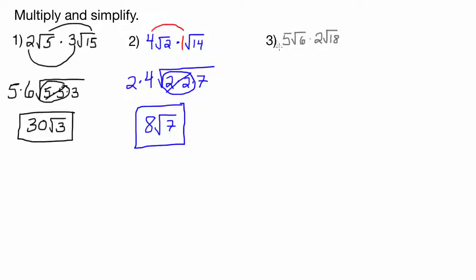Now on to the last one. So again, I'm just going to keep doing what I'm doing. So multiply the numbers outside together. So 5 times 2 is 10. And then again, these are really big numbers, so let's just write them as products of their prime factors. So 6 goes to 2 times 3, and 18 goes to 3 times 3 times 2.